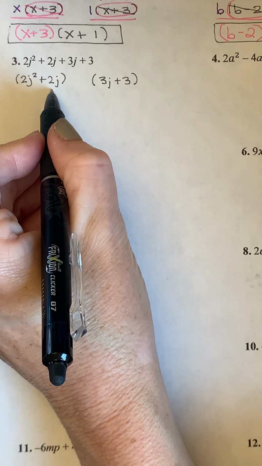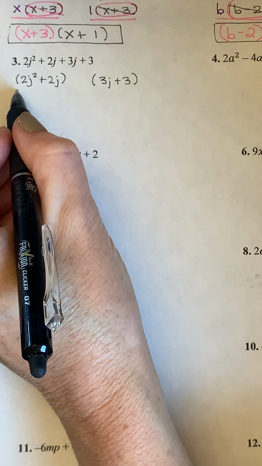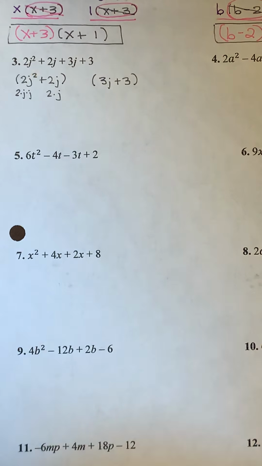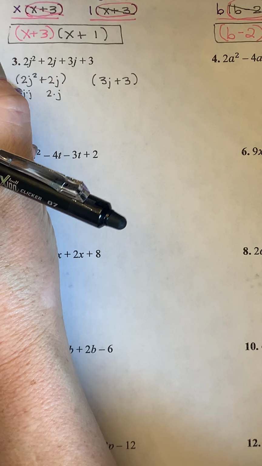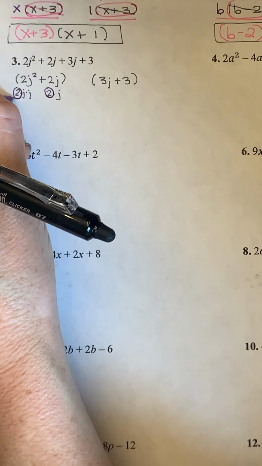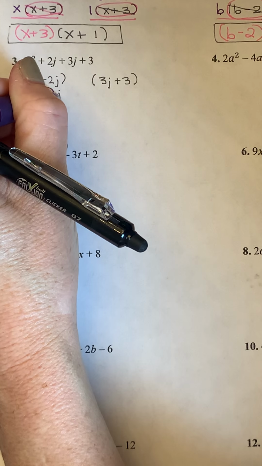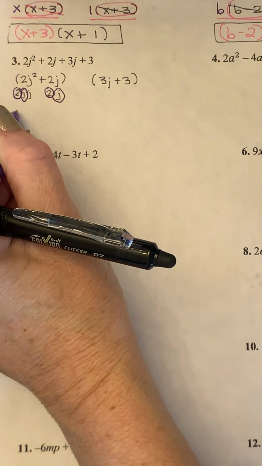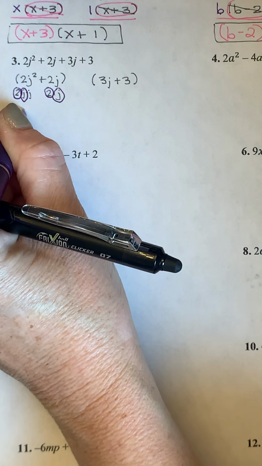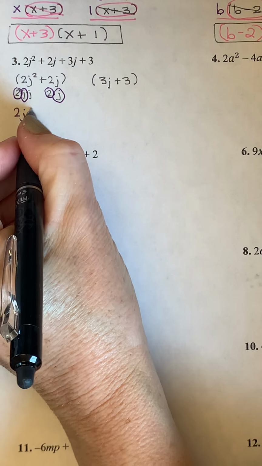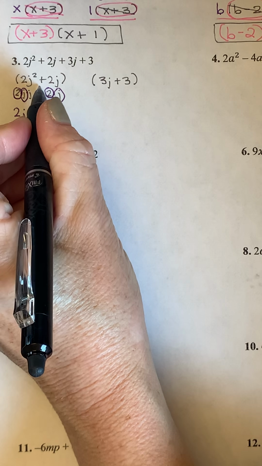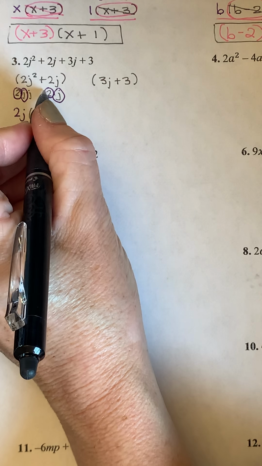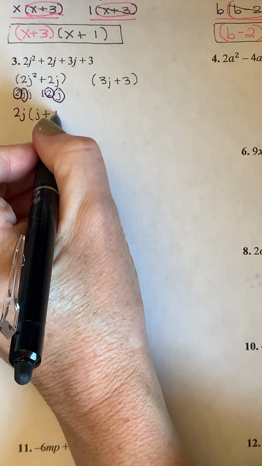Have to get the greatest common factor for these, so I'm going to look at the prime factors of each term. When I look at the prime factors of each term, I can see both terms have a 2, both terms have a j. So the greatest common factor will be 2j. And then what's left in the first term is a j. I have my plus sign. And in the last term, there's nothing left. But remember, there's always an understood 1.